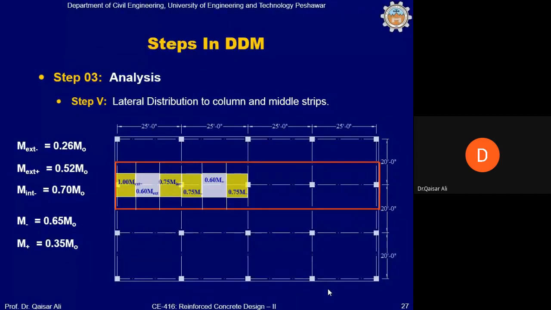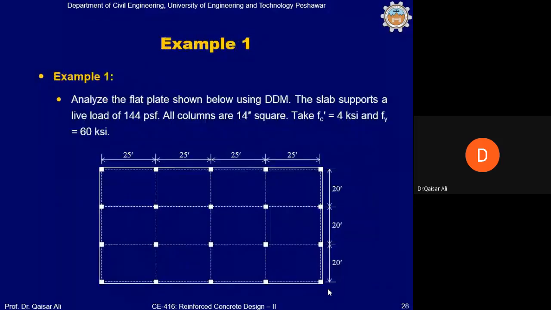Okay, so let's move ahead now with the remaining part of the lecture. Here's an example with the given statement that we are required to analyze the flat plate shown below using DDM. The slab supports a live load of 144 pound per square foot. All columns are 14 inch square. FC prime is 4 ksi and FY is 60 ksi.